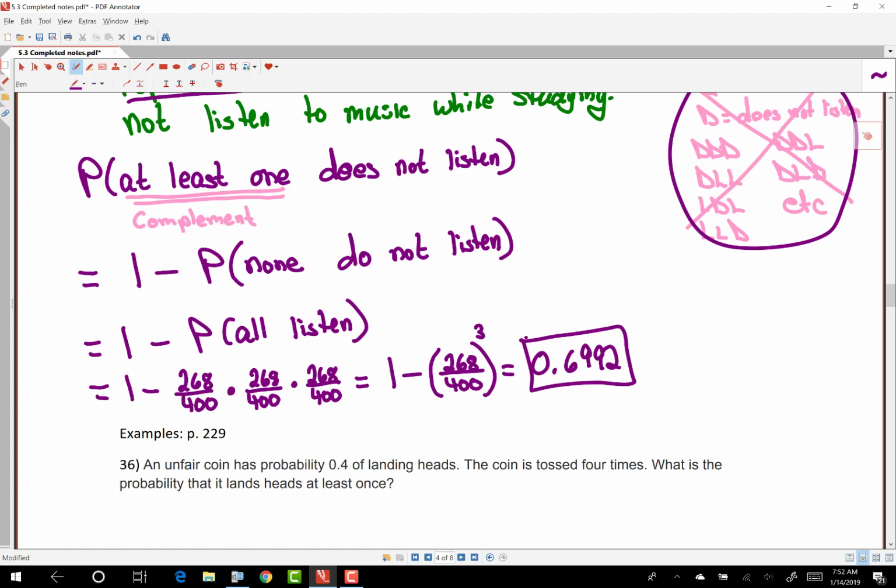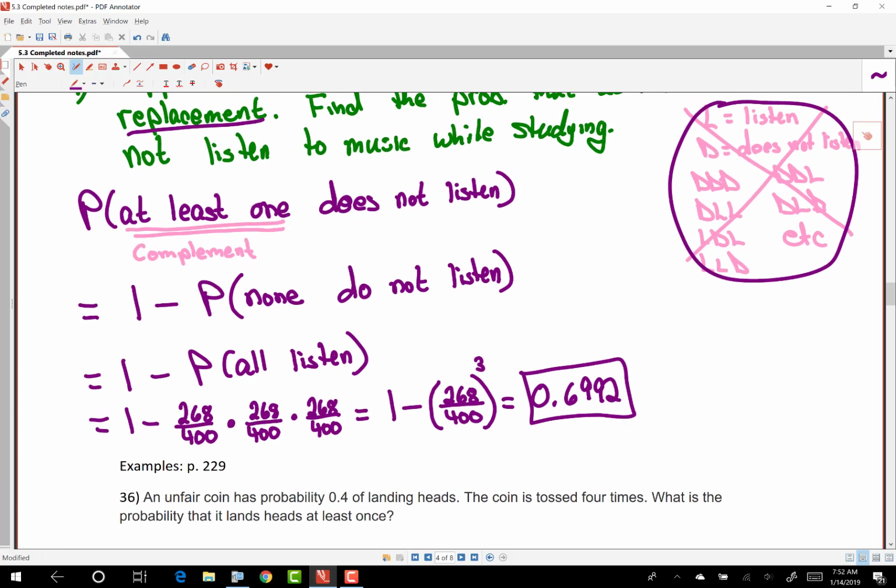That's the same number you would have gotten if you had figured out every single combination where you can have at least one that does not listen, and then calculate each of those and add them together. But it's much easier to use the complement. So whenever you see at least one, I want you to think of 1 minus the probability of the opposite. So I'll write that down here.